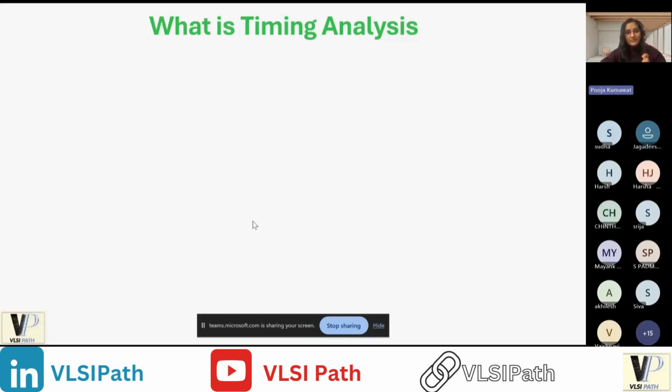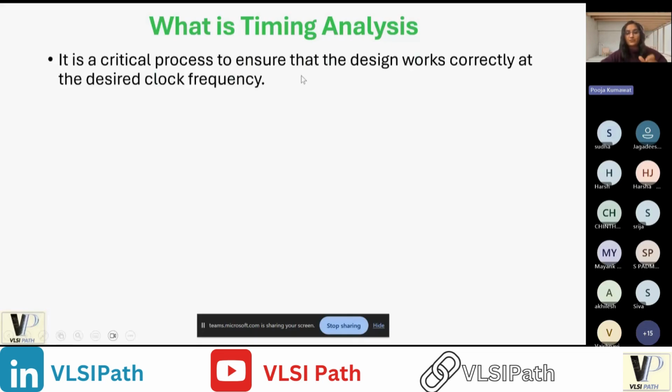So there the time is, after applying the input, what will be the minimum time our device will take to generate the output. That's the time delay we say. And in timing analysis, when we are selling a product, we give the client a number that this product will operate on this frequency. So timing analysis is something which is to verify or validate whether our design is working correctly at that desired clock frequency or not.